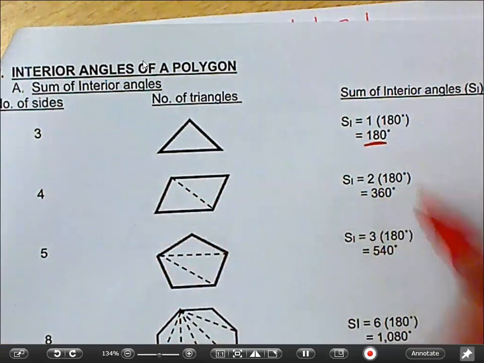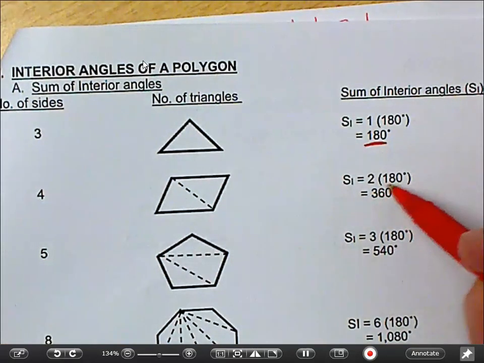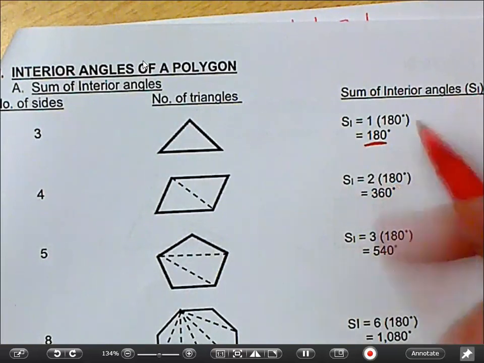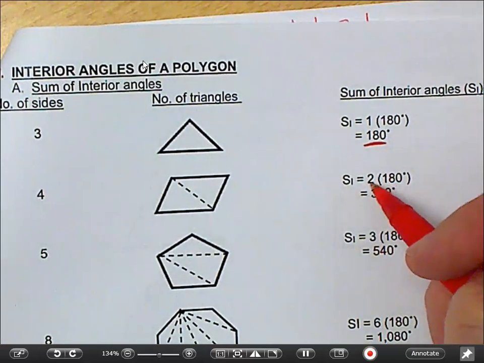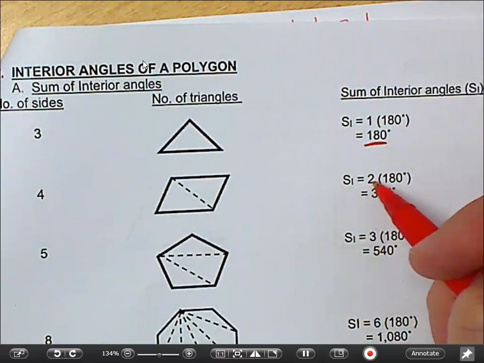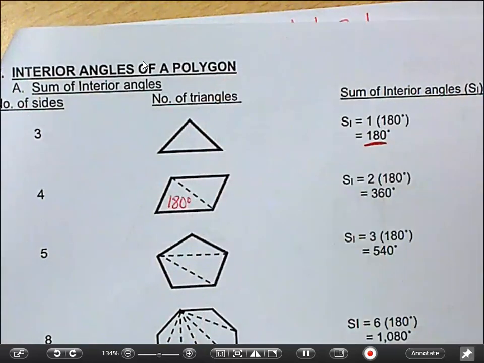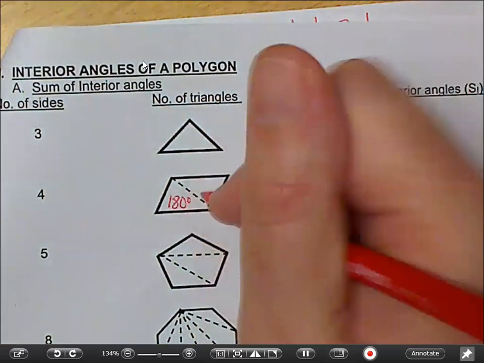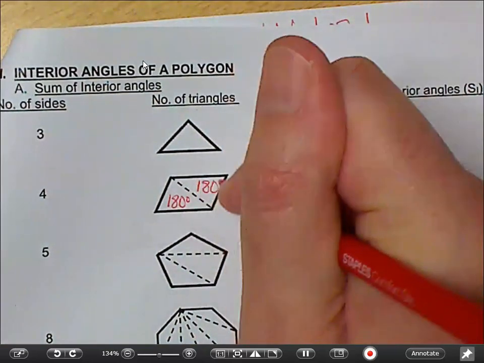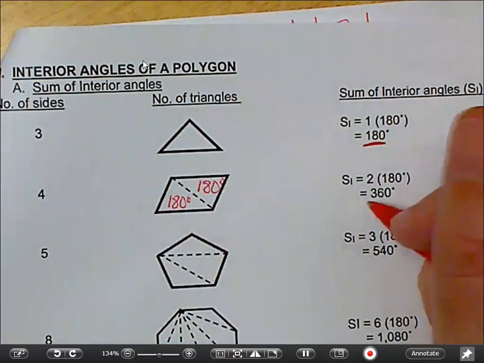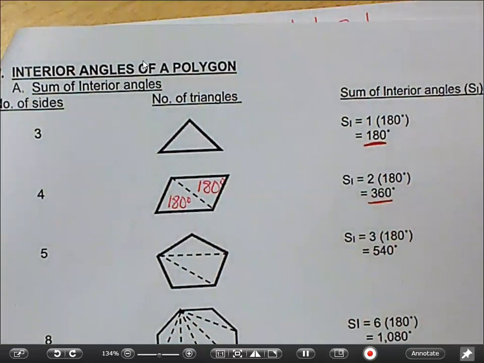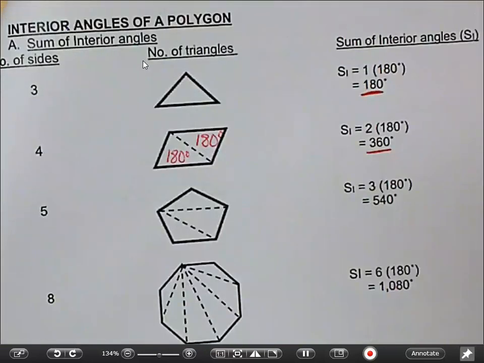And notice what the formula does over here. It's saying, okay, we've got that 180 degrees that's contained within every triangle, and we're multiplying it by how many triangles the shape can be split up into. In other words, this triangle had a total of 180 degrees, and this triangle as well had a total of 180 degrees. Together, they give you that total of 360.